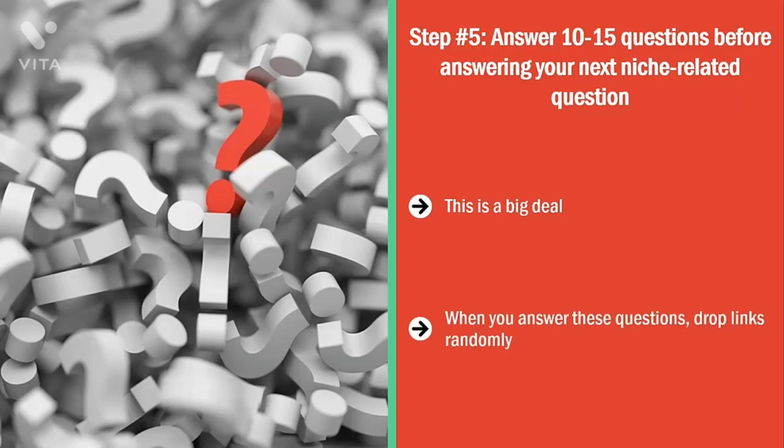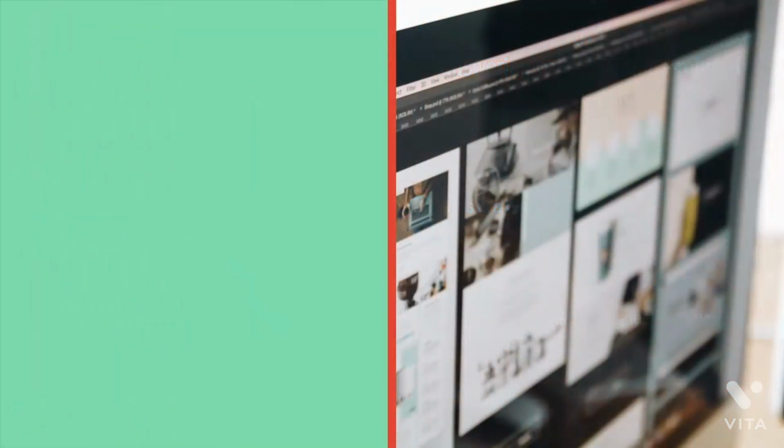This is curated content that answers their questions and is extremely helpful. These links are not related to your niche. When you do this, you build authority. You begin to look like a legitimate and bona fide member of the Quora community.